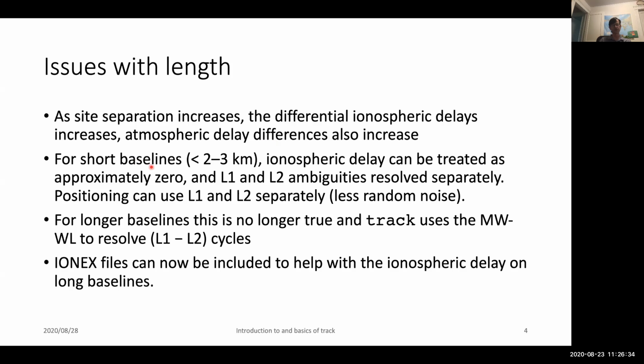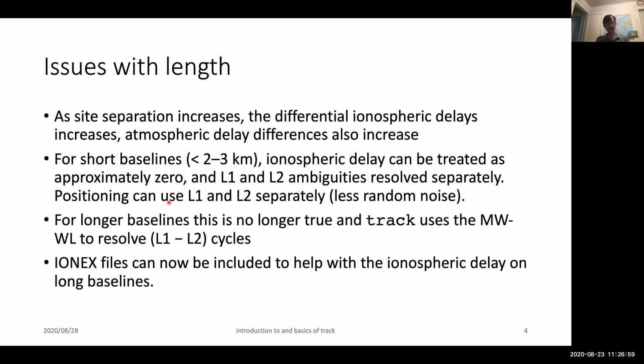So when you have short baselines, less than 2 to 3 kilometers, for example, the ionospheric delay can be treated as approximately 0. And you can resolve the L1 and L2 ambiguities separately rather than in the linear combination, which has removed the ionosphere. You can then also do the positioning with L1 and L2 separately, and this will reduce the amount of random noise that's in your solution.